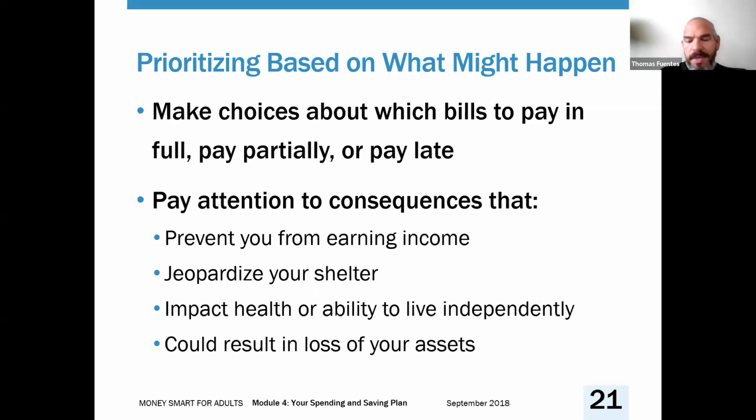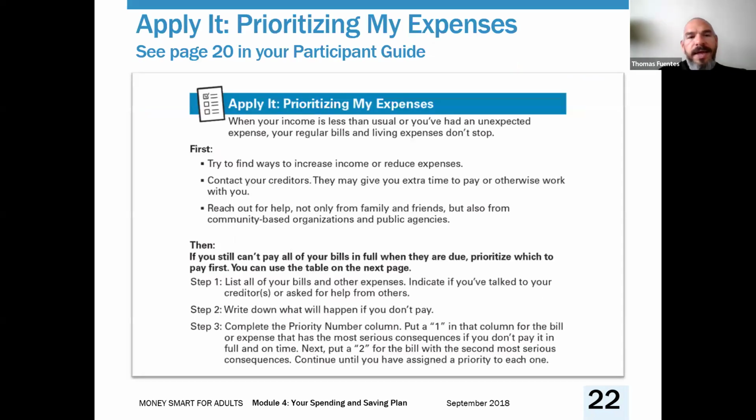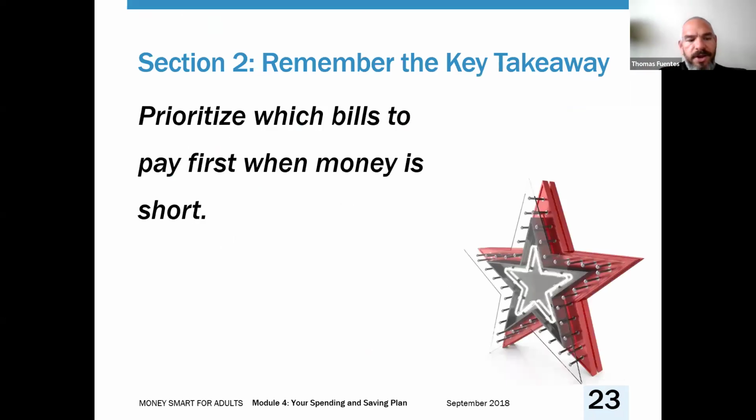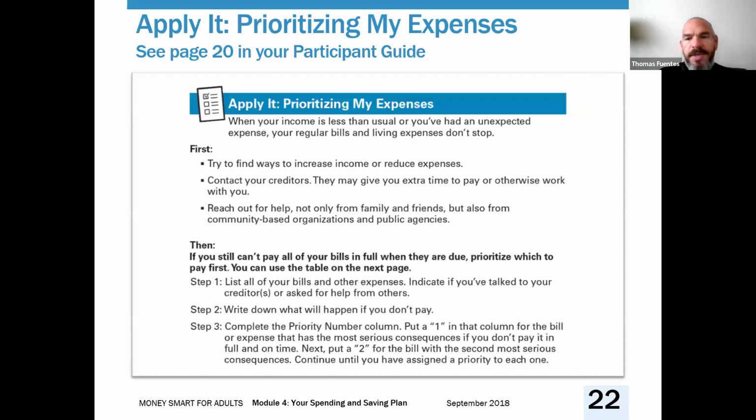In the participant guide, in the apply it section for section 2, you go through an exercise on how to prioritize income. So essentially what you end up getting is a list of bills and expenses, and then you indicate, and I don't think we have it laid out here, but I'll try to visually have you go through this so that you can fill it out in the participant guide.